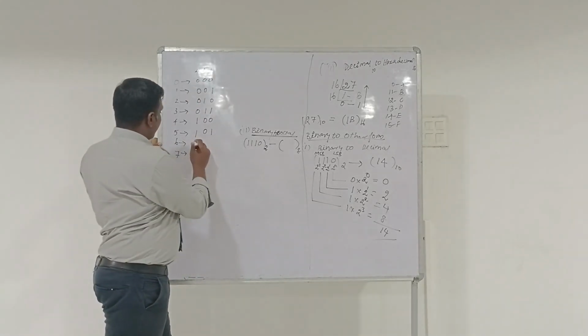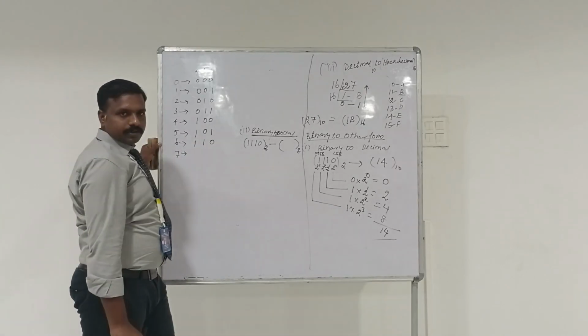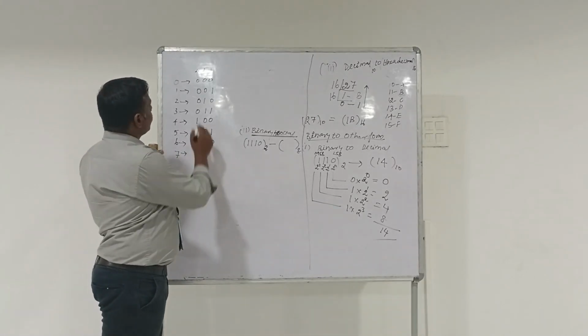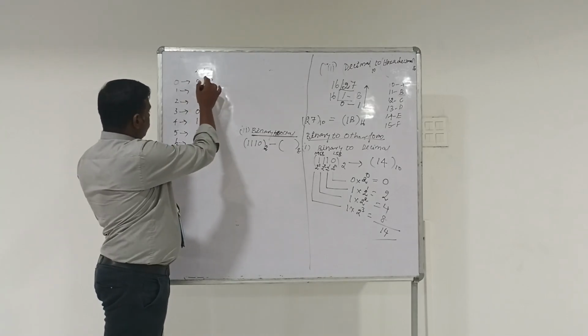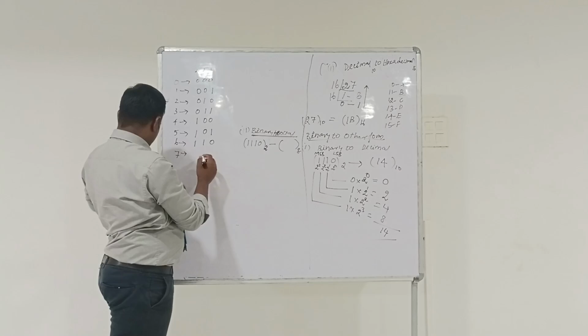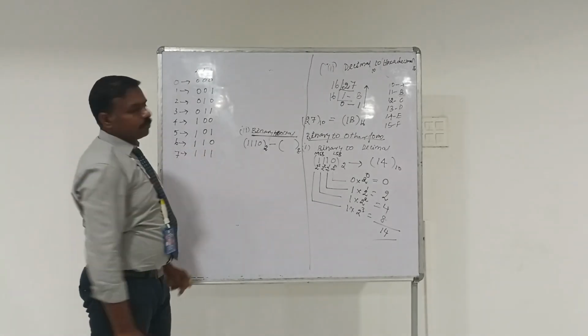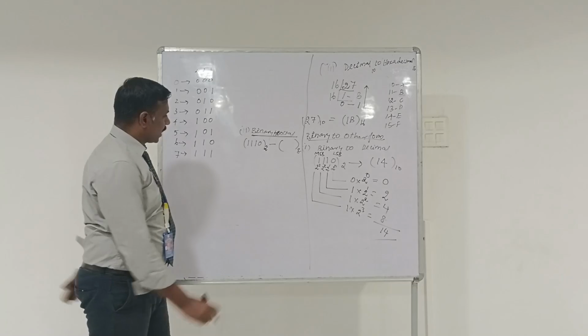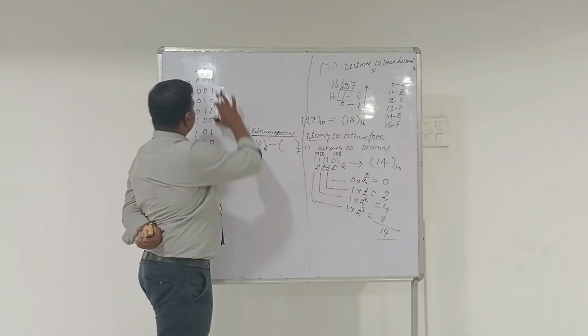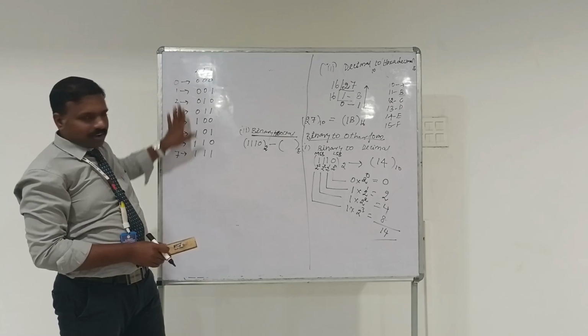For 6, I have to enable the 4 and 2, and disable the 1. Next is 7. I will not disable anything, you have to enable all: 4, 2, 1. Then only we get the sum. Is it correct? So you have to keep this in mind: what is the binary value for each octal value?